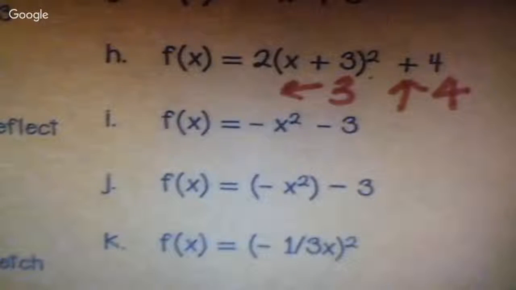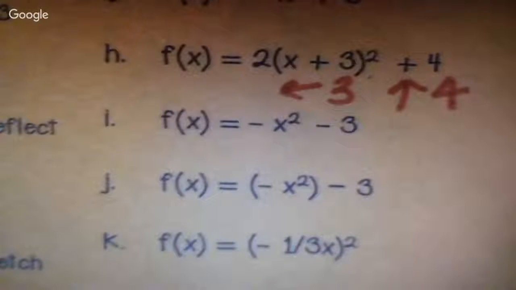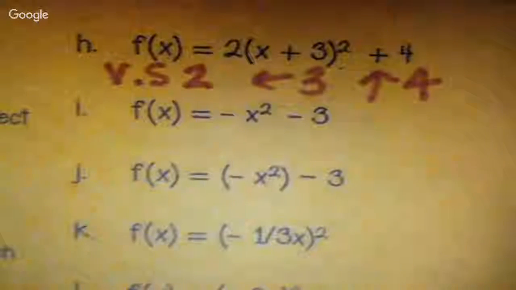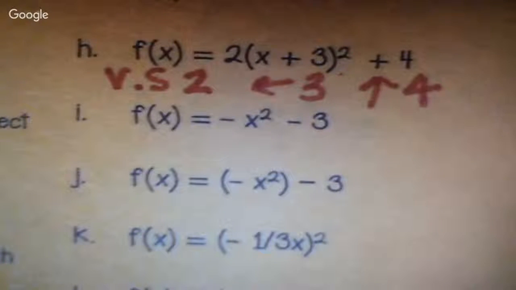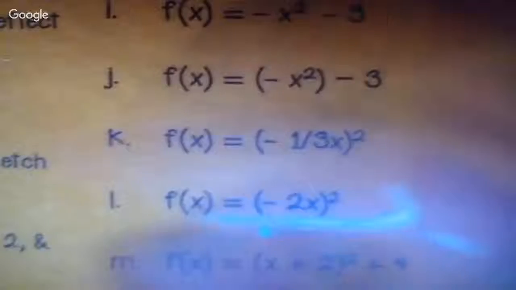Okay. Am I dealing with vertical or horizontal? Remember, it's horizontal if it's inside the parentheses with the X. It's outside, which means it's dealing with Y, so it's talking vertical. Is this a vertical stretch or compression? Stretch. This is a vertical stretch by 2. So, vertical stretch by 2, left 3, up 4. That's 15. So that's H.